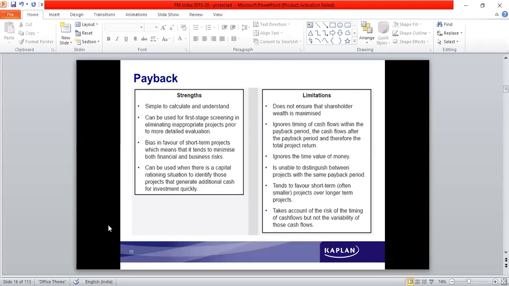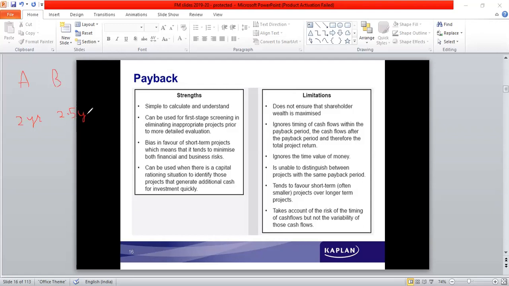So it ignores timing of cash flow within the payback period, the cash flows after the payback period and therefore the total project return. The decision criteria, I told you that the one which has an early payback period is considered. For example, let's say that there are two projects. If a decision has to be taken about which one to be accepted between A and B, which one is better, if we are to decide on that based on payback period, what did I tell you earlier? The earlier the better. Assuming that the payback period for the first project is 2 years, payback period for the second project is 2.5 years. So we are only focusing on this particular thing.